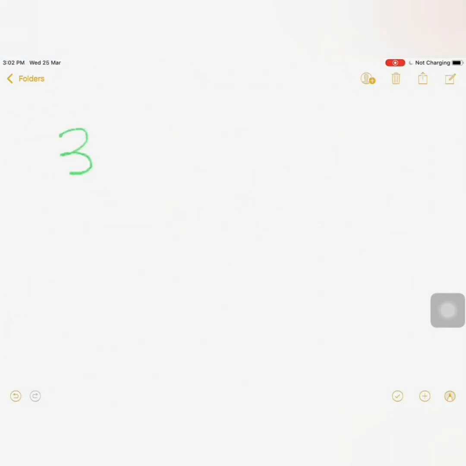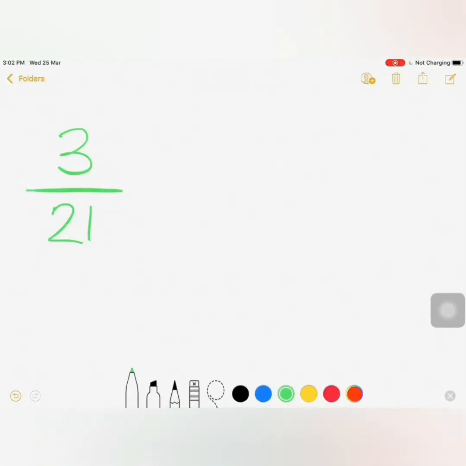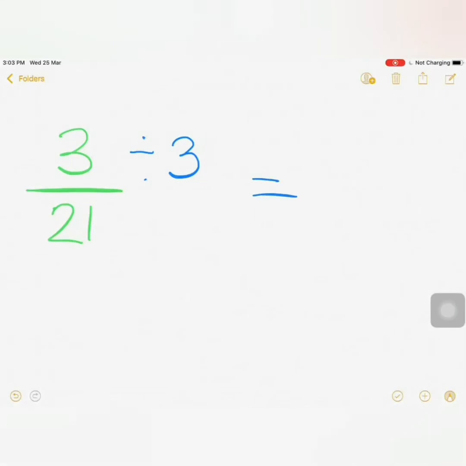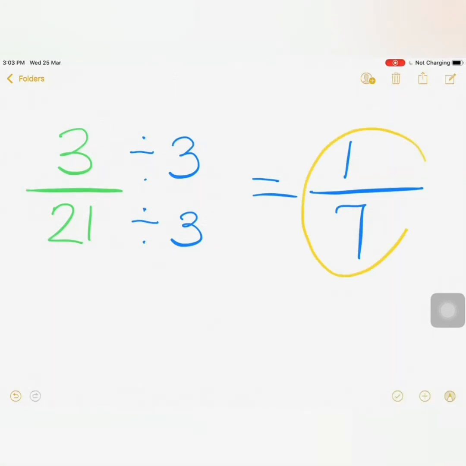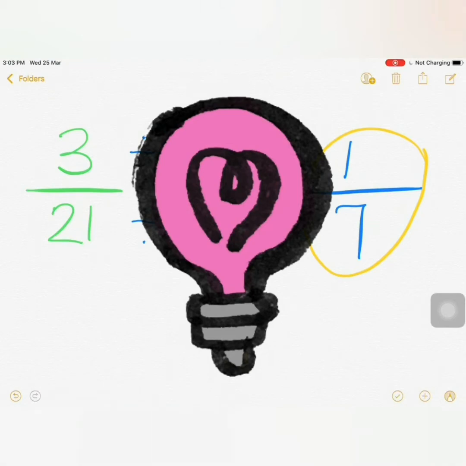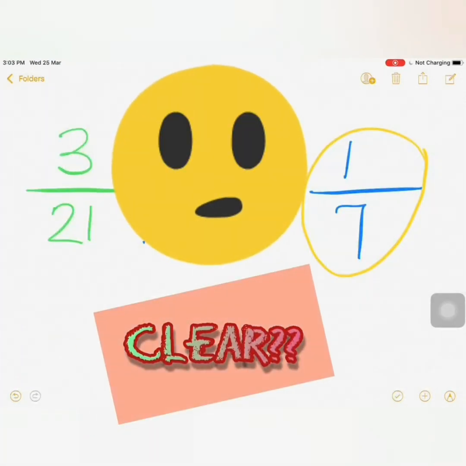But 3/21 can still be reduced to its lowest term. Since both our numerator and denominator are divisible by 3, then we will divide each by 3. So our numerator 3 divided by 3 is equal to 1. Then, our denominator, which is 21, divided by 3, is equal to 7. It means that 3/21, when reduced to its lowest term, is 1/7. Clear? Back to you, Jacob.